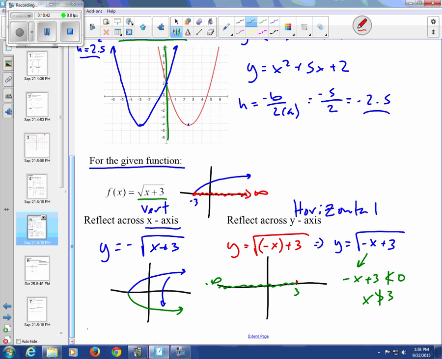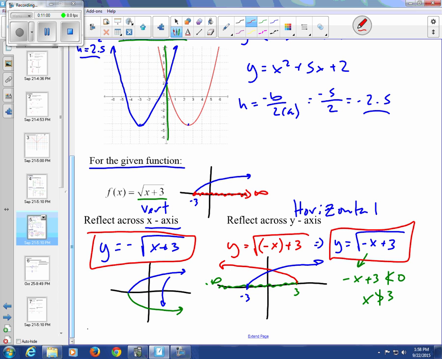So right here we've got that function going out to negative infinity from positive 3, where previously we started at negative 3 and went out to positive infinity like that. So a bunch of different ways you can sort of rationalize seeing this reflection, but these are the two equations that are going to give us a vertical reflection and a horizontal reflection respectively.